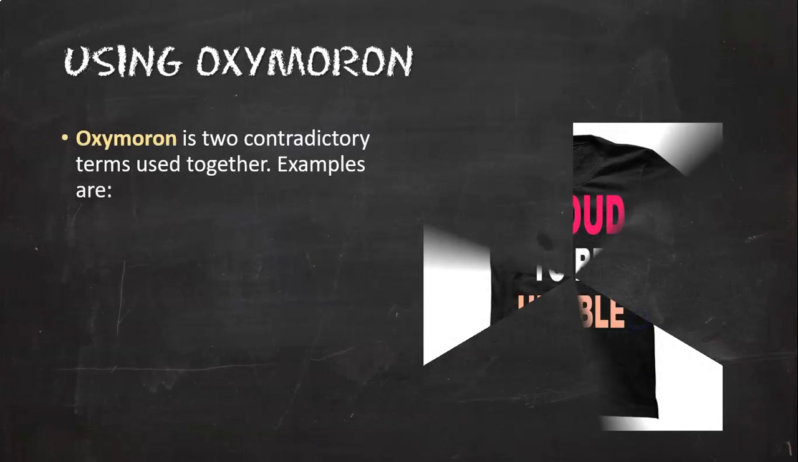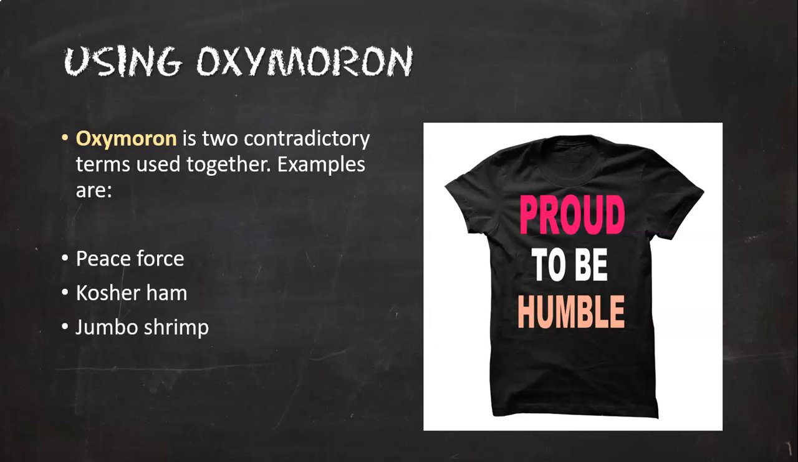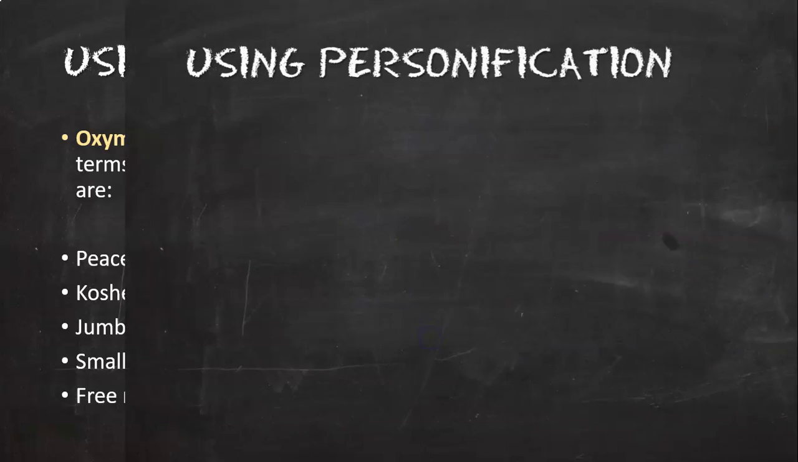All right, here's another one. Oxymoron. Oxymoron is two contradictory terms used together. So look at this one. Proud to be humble. Well, how can you be proud if you're humble, right? Peace force. Well, kosher ham. Ham, it violates kosher, so how can it be kosher? Jumbo shrimp. Small crowd. Free market.